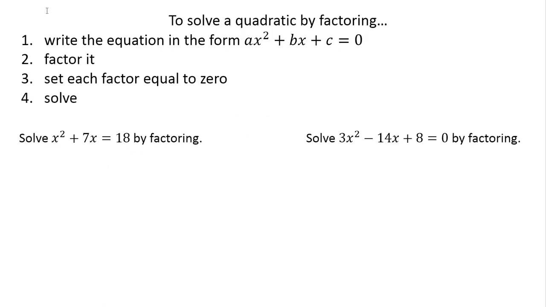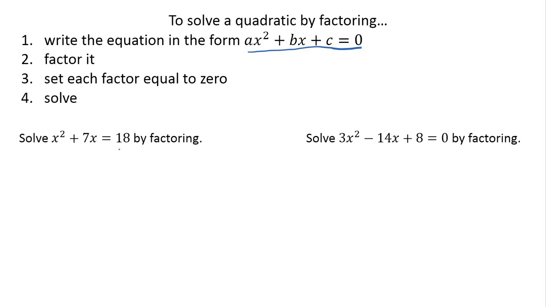So to solve a quadratic by factoring, here's just some basic steps I put together for you. Write it in this form: ax squared plus bx plus c equals 0. Now, we factored before. The only difference is we're actually making an equation. We're going to have equals 0. Okay? Factor it. Remember some strategies there, and I'll review those here. Set each factor equal to 0, and then solve each little equation, basically. Not too bad. Okay, let's look at an example.